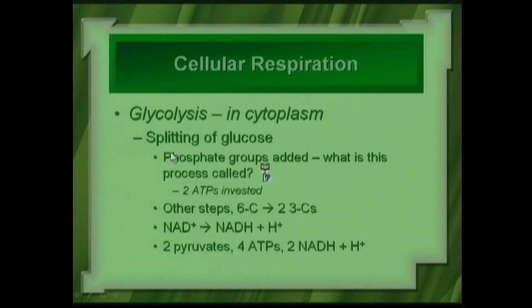The cell has invested 2 ATPs, and it gets 4 ATPs out of glycolysis, so you end up with a net of 2 ATPs. You can think of your paycheck: you get paid maybe $500, and then they take $150 out, so what you net is $350. What you net is what you end up with. So the cell will net 2 ATPs, and you also net 2 NADHs, which carry electrons plus hydrogen ions as well.